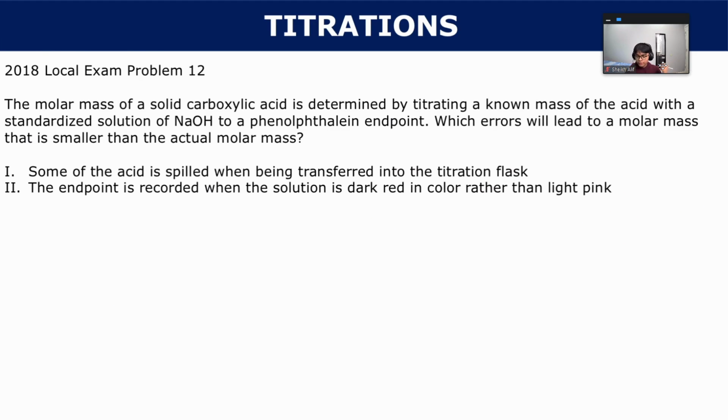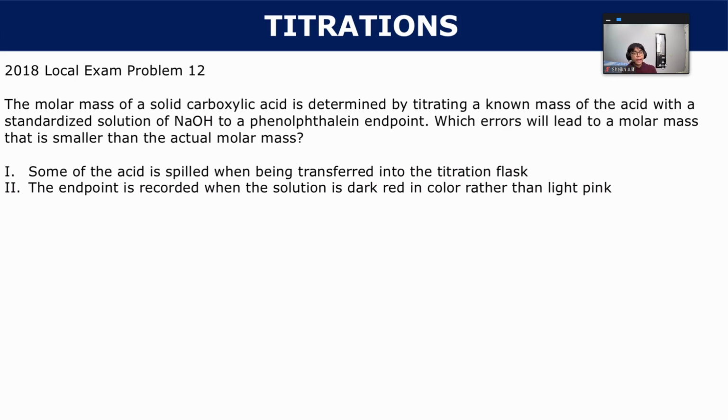The molar mass of a solid carboxylic acid is determined by titrating a known mass of the acid with a standardized solution of NaOH to a phenolphthalein endpoint. Which errors will lead to a molar mass that is smaller than the actual molar mass? Phenolphthalein, by the way, is a really common indicator. It's the one that turns pink when you reach the endpoint.